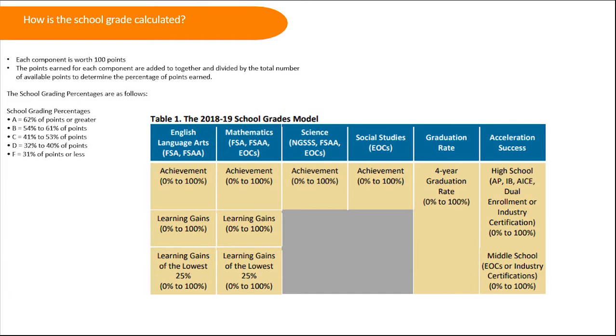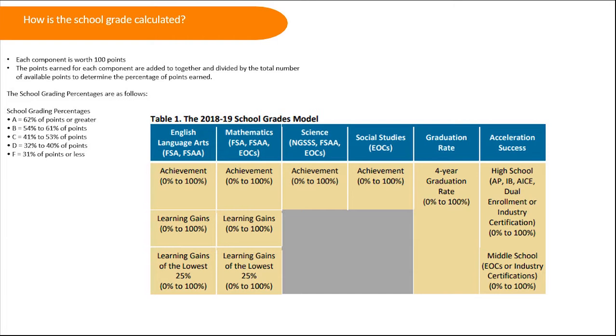Next, let's go over how the school grade is calculated. Each component is worth 100 points. The points earned for each component are added together and divided by the total number of available points to determine the percentage of points earned. The school grading percentages are as follows.